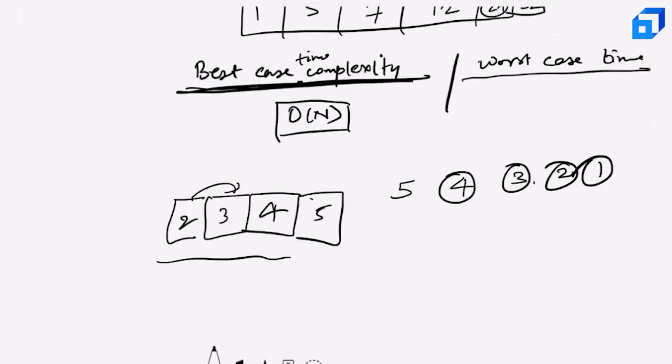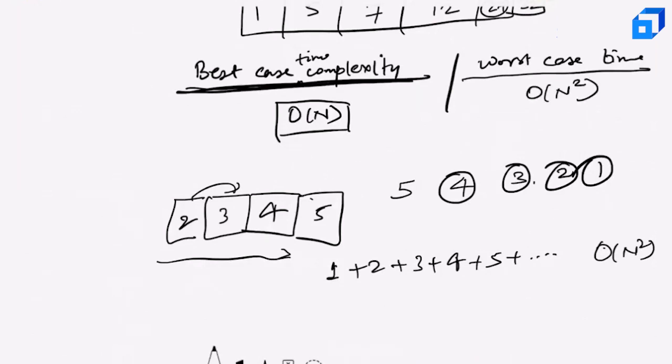This ends up taking, for the first number, 1 step. For the second number, you take 2 steps. For the third number, you take 3. And for the fourth number, 4 and 5 and 6 and so forth. So this becomes almost order of n square. So worst case, this might take order of n square when the numbers are sorted in decreasing order.